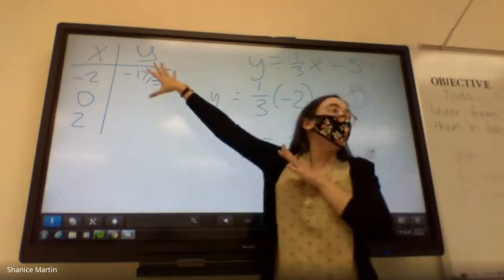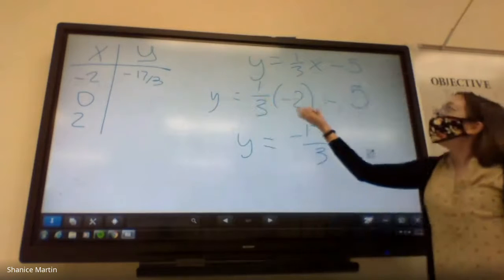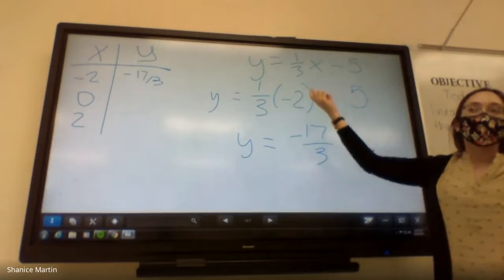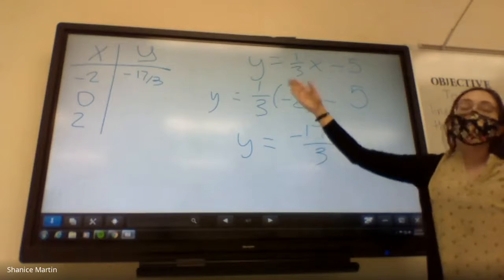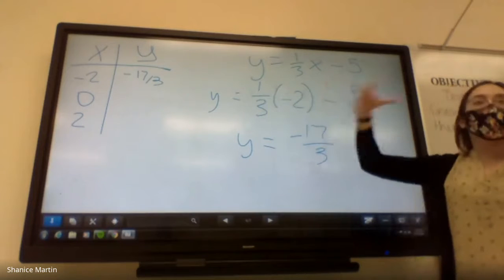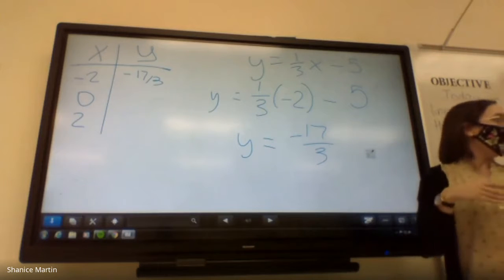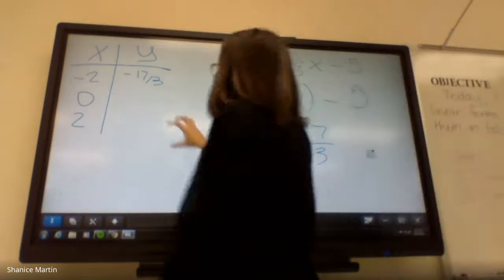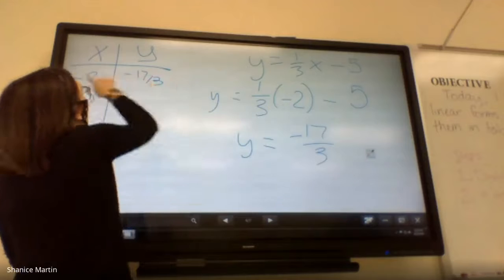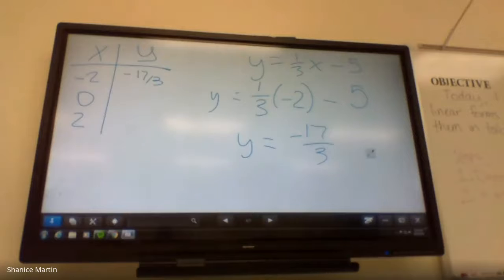So if you want to fill in a table, it said plug in x values, plug them in. So instead of x, I'm going to put the actual value. I'm going to put it in parentheses. I can type this into Desmos, and it'll spit out one number. That number is my y value. In this example, if x is -2, then y is -17/3.